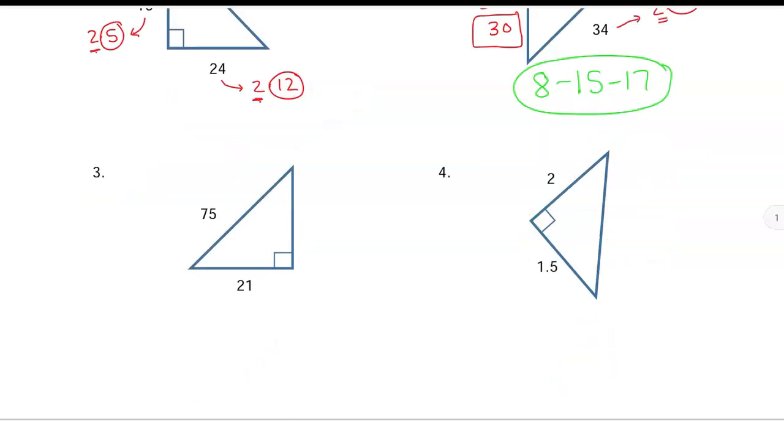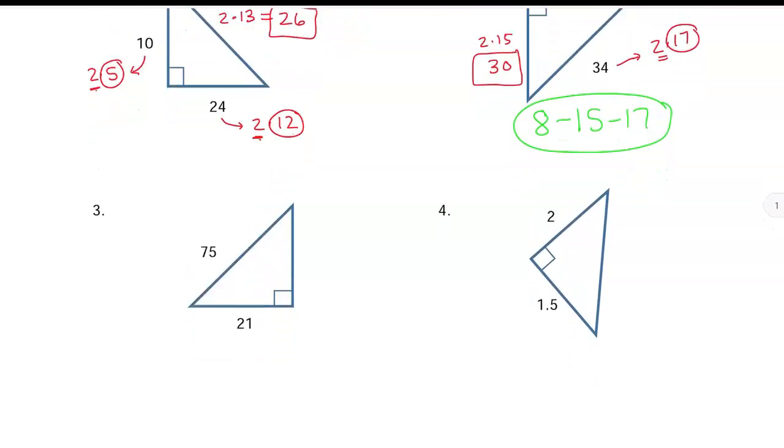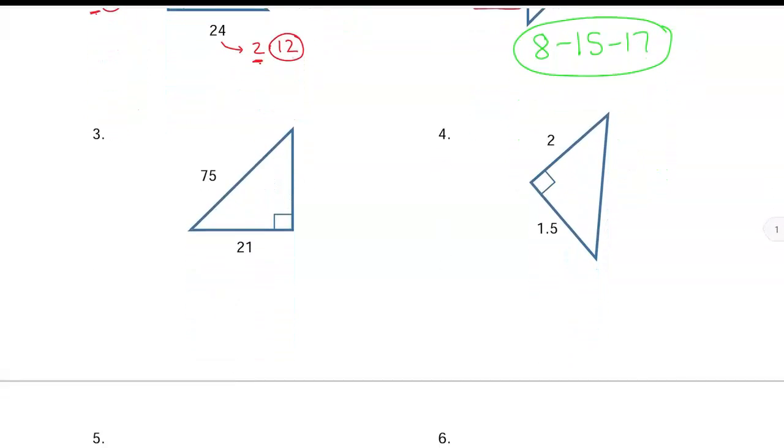Number 3, do 75 and 21 have a common factor? The number 3 goes into both of them evenly. 21 is 3 times 7. 75 is 3 times 25. Both have a factor of 3 in common. Now look at the other factor.